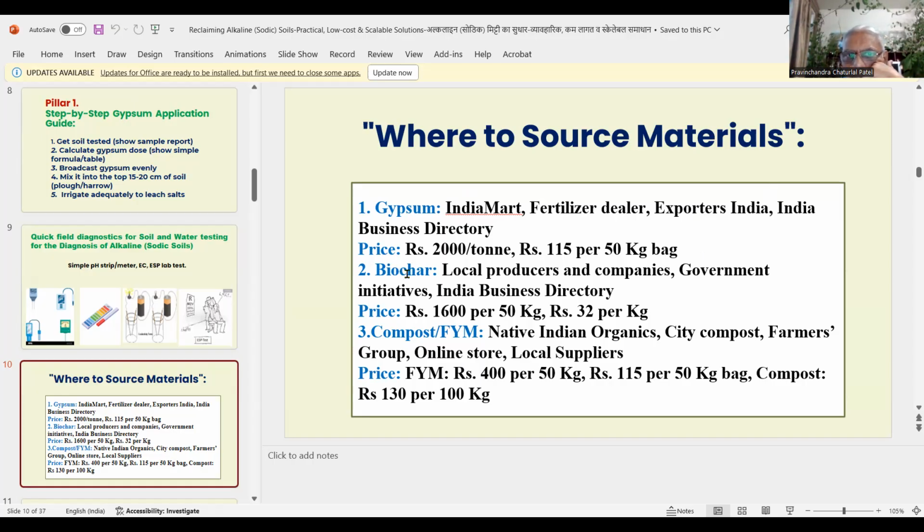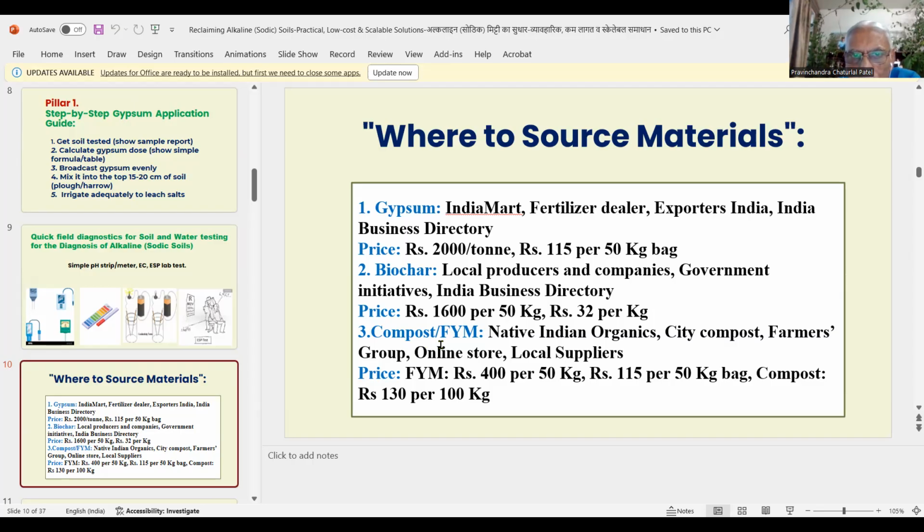Then biochar: local producers and companies, government initiatives, Indian Business Directory. The price is rupees 1600 per 50 kg. So in loose, we have to pay rupees 32 per kg.